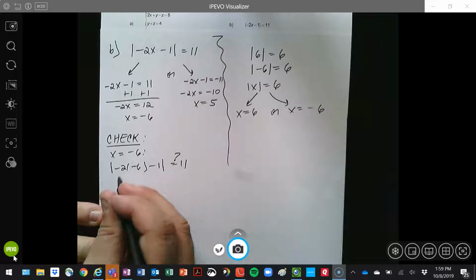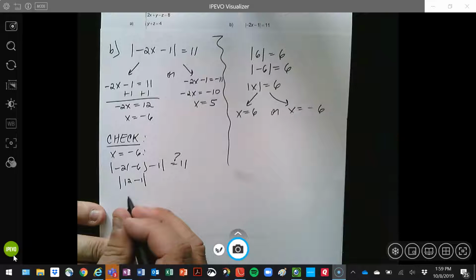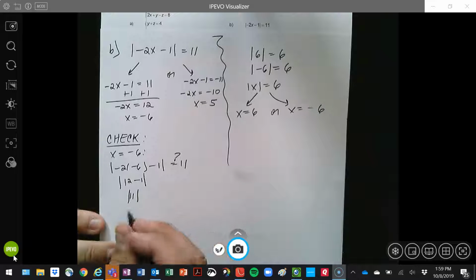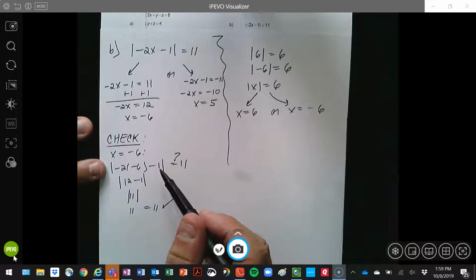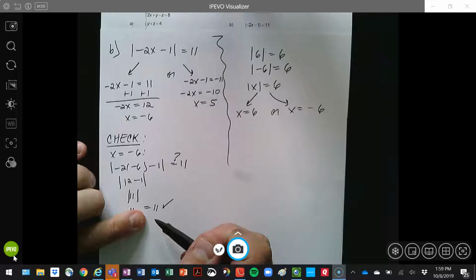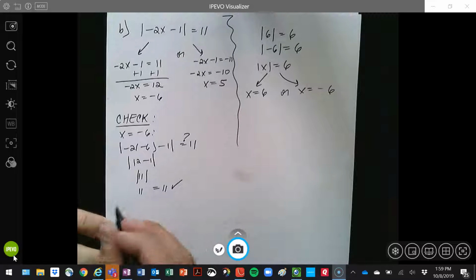Well, negative 2 times negative 6 is 12. 12 minus 1 is 11. And the absolute value of 11 is 11. That worked. What we got when we evaluated the expression on the left is equal to 11. Try it again for x equals 5.